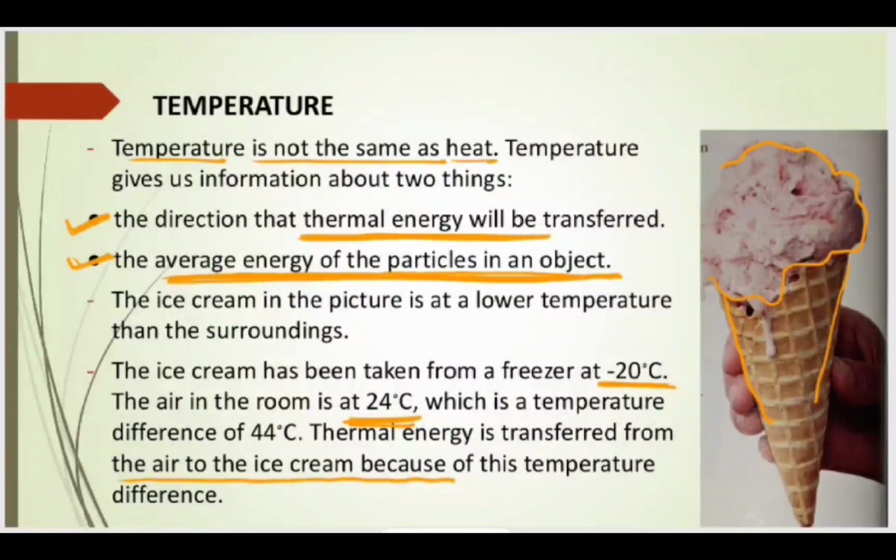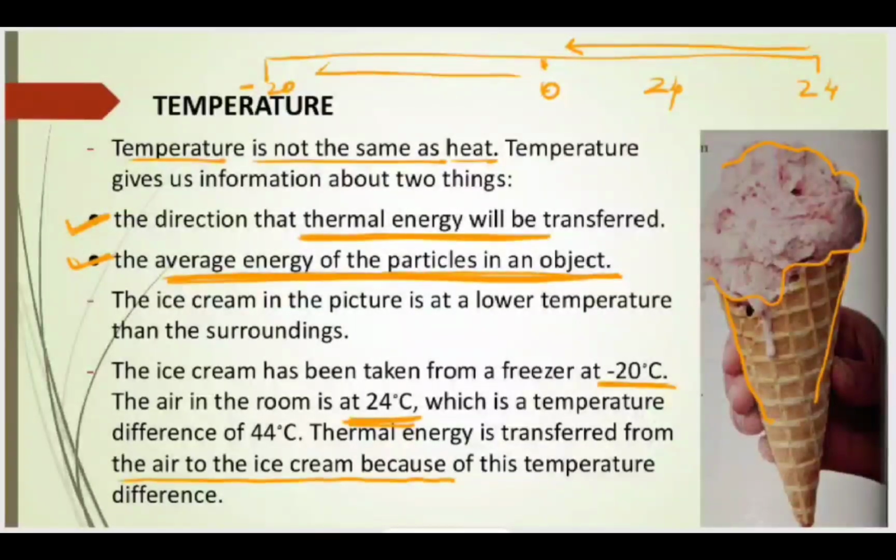If I make a number line, I am at 24 degrees, assuming this is 0, and here it is minus 20 degrees. So from 24 to 0 is 24. From 0 to 20, it is 20. So 20 plus 24 gives me a difference of 44 degrees. So the difference in the temperature of both of them is 44 degrees.